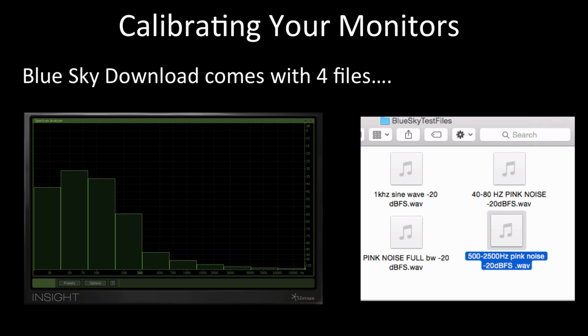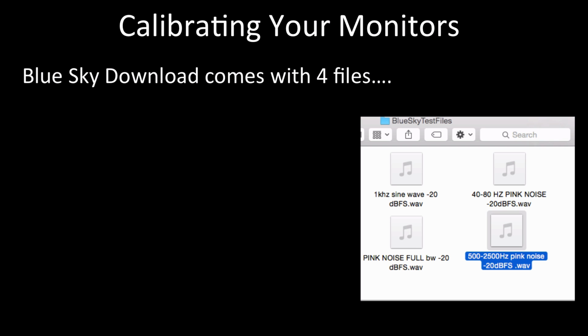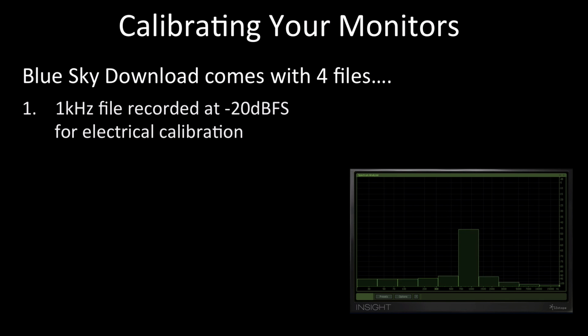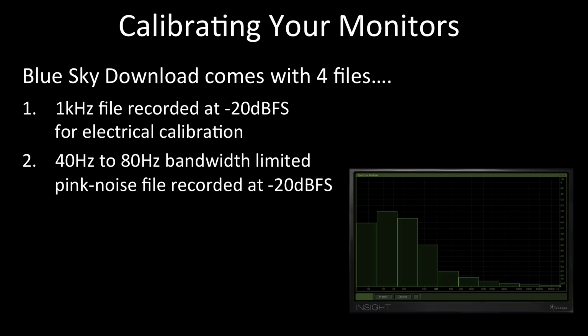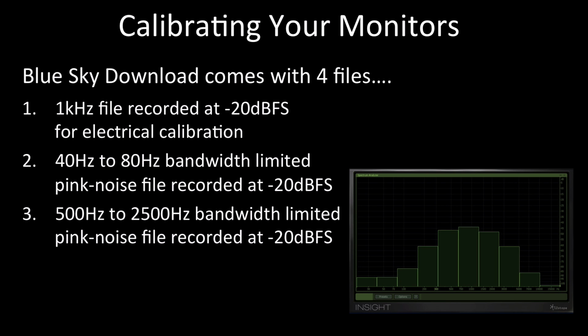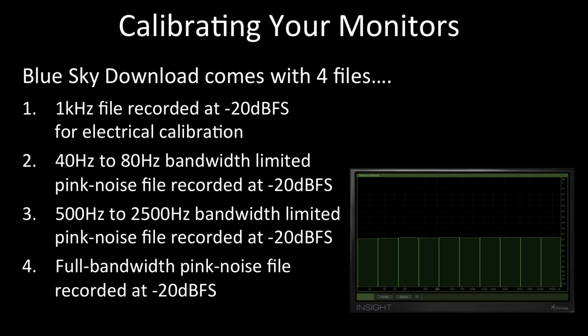So when you download the test files from Blue Sky, you get 4 files. You get a 1K file recorded at -20 dBFS for electrical calibration. You get a 40 to 80 Hz bandwidth limited pink noise file recorded at -20 dBFS. A 500 to 2.5K bandwidth limited pink noise also recorded at -20 dBFS. And a full bandwidth pink noise file recorded at -20 dBFS.